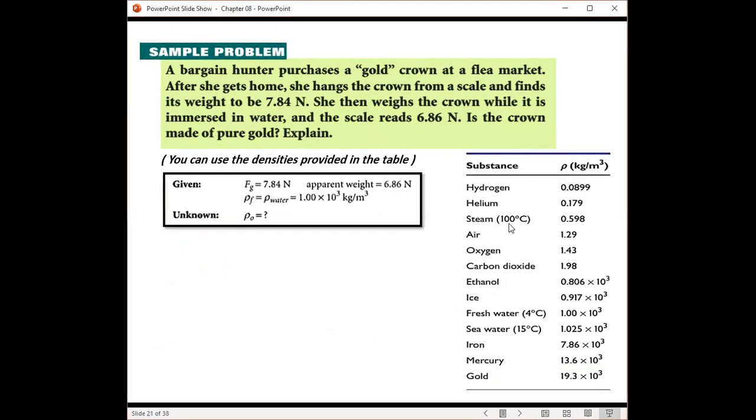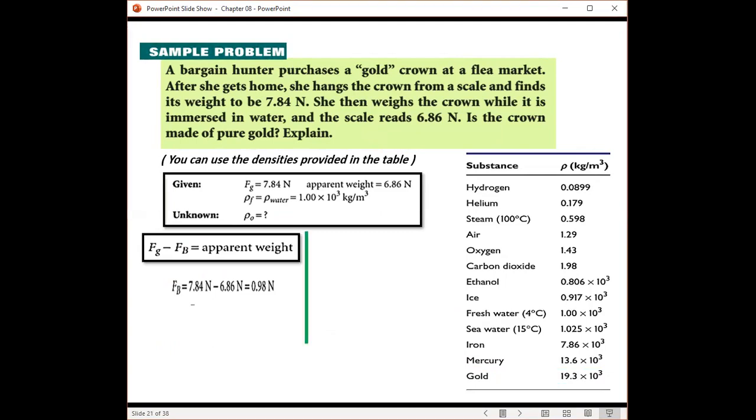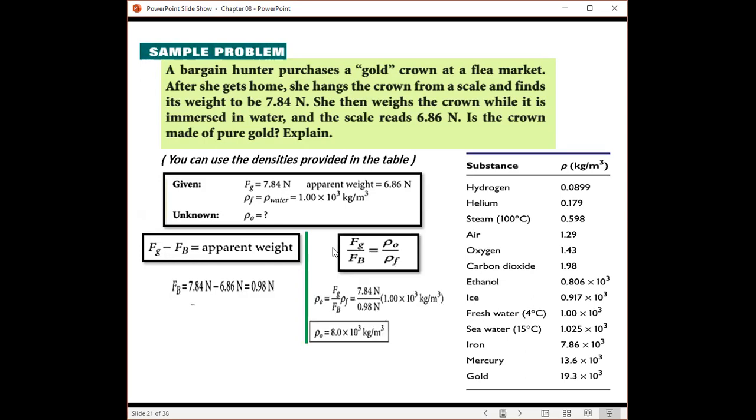Number one, these are the givens. We extracted the givens. Here, we found the apparent weight. Here, this is the calculation of the apparent weight. After that, we will use this formula and arrange it to be FGO times rho F divided by FB. After that, we will find it's 0.8 times 10 to the power of 3.